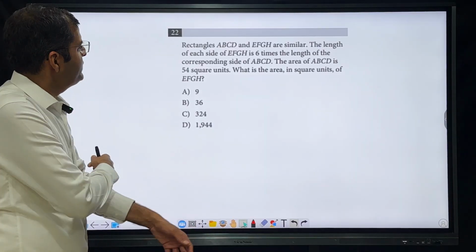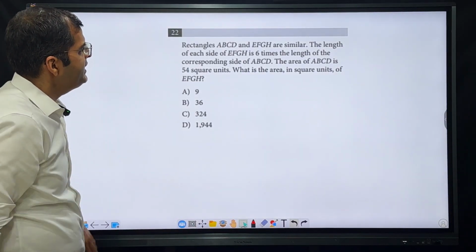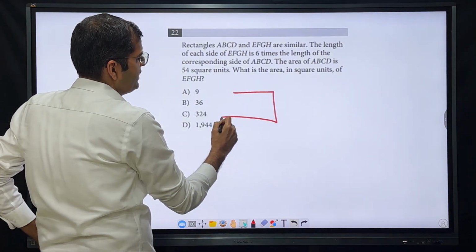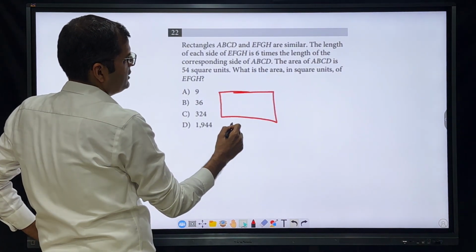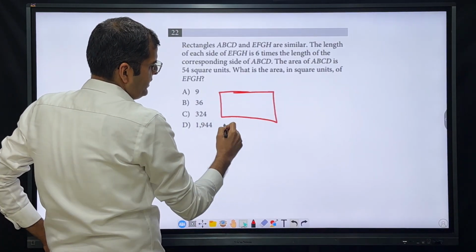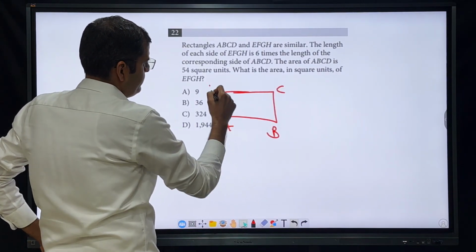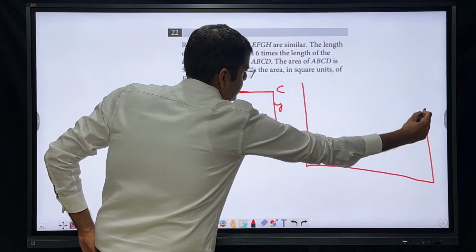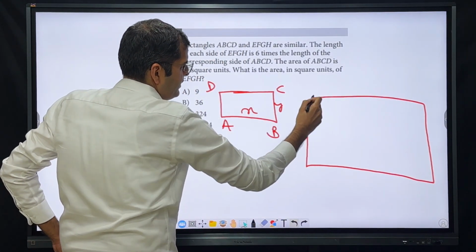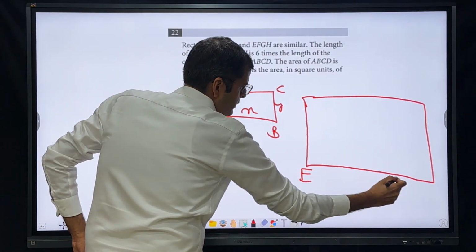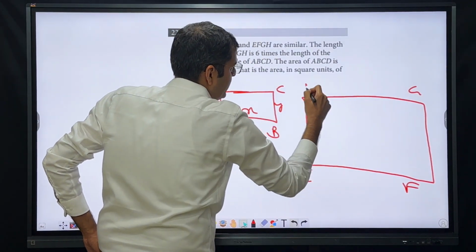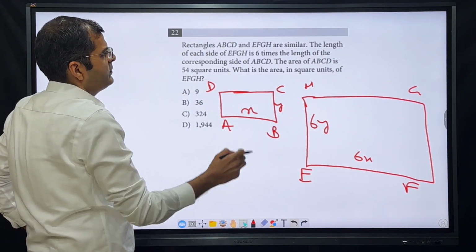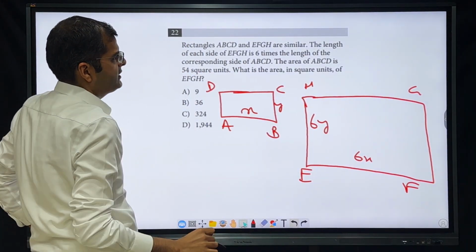Now we look at this question. It says rectangles ABCD and EFGH are similar. The length of each side of EFGH is 6 times the length of corresponding sides of ABCD. Let this be ABCD of sides x and y. There will be some big rectangle EFGH of sides 6x and 6y, because it is 6 times the length of the corresponding side.